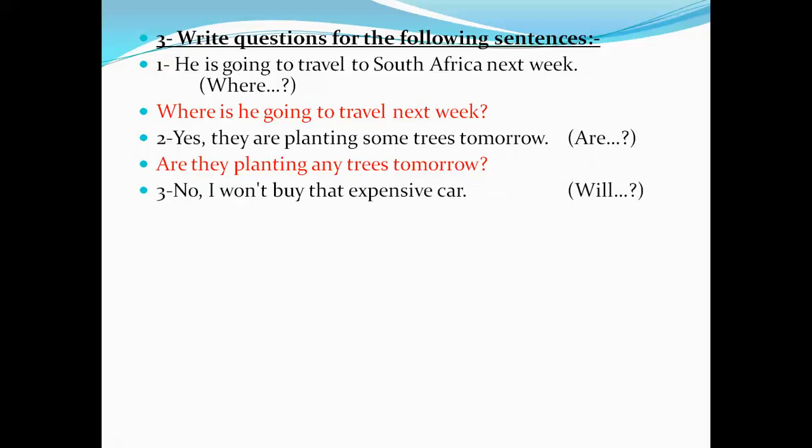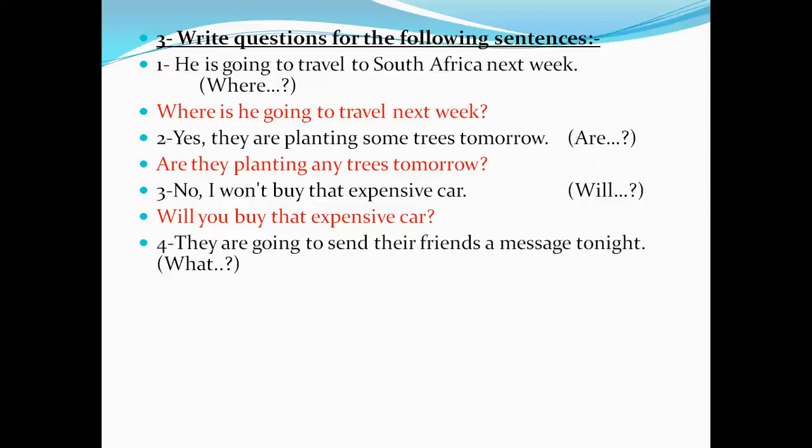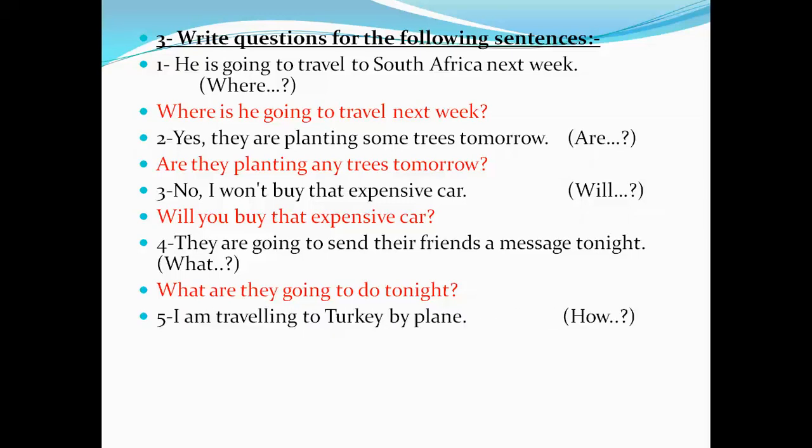3. No, I won't buy that expensive car. Ask using will. The answer, will you buy that expensive car? 4. They are going to send their friends a message tonight. Use what? The answer, what are they going to do tonight? 5. I'm traveling to Turkey by plane. Use how. How are you traveling to Turkey?